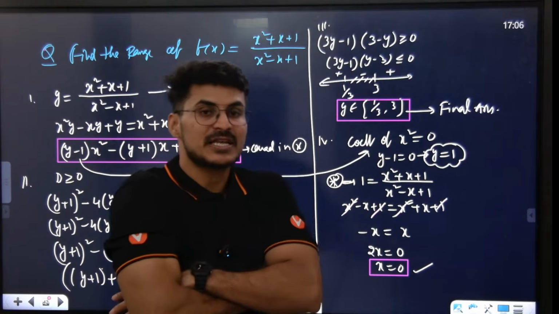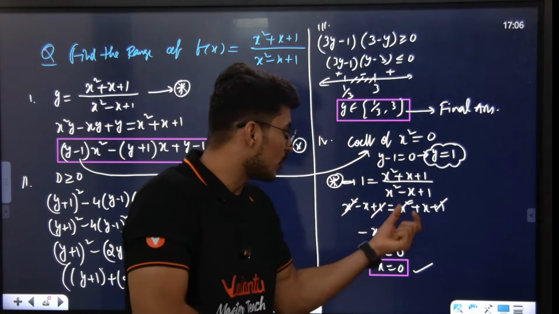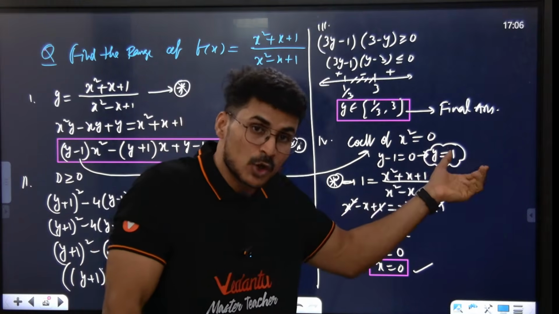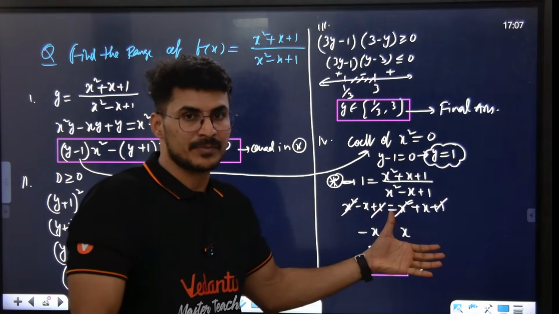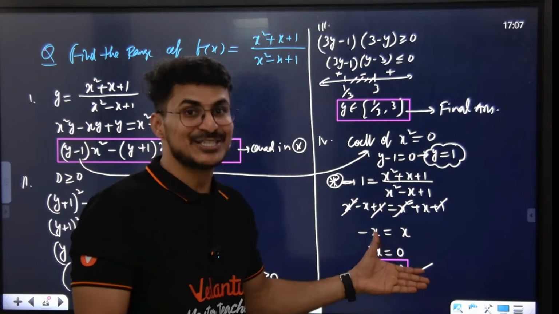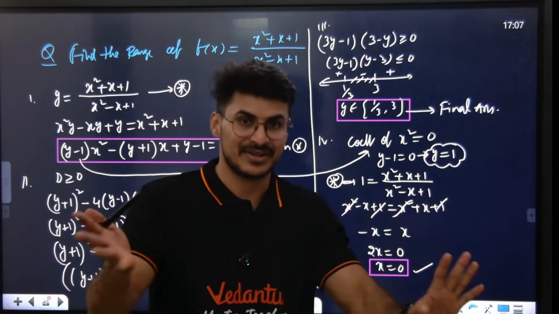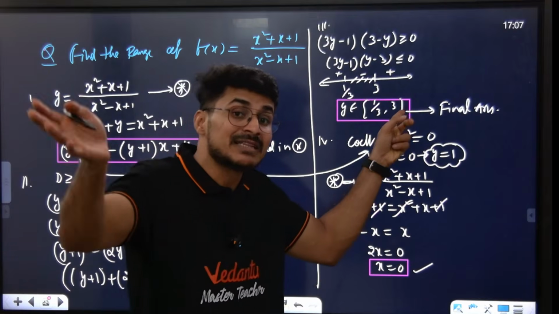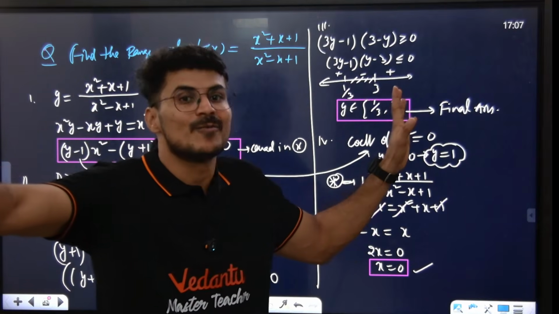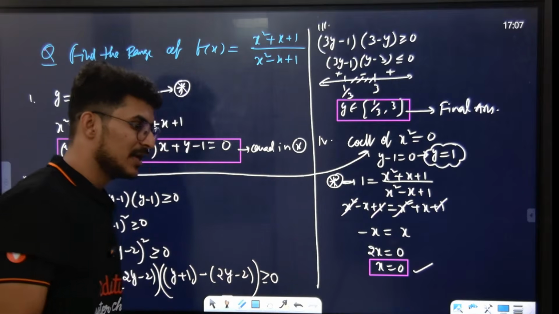For example, in step number 3, step number 4, putting the value of y is equal to 1 in step number 1, after doing this whole process and executing this program, if the x value does not come, then what should we do? That particular y value should be subtracted from step number 3. Understood? Okay? Yes or no?